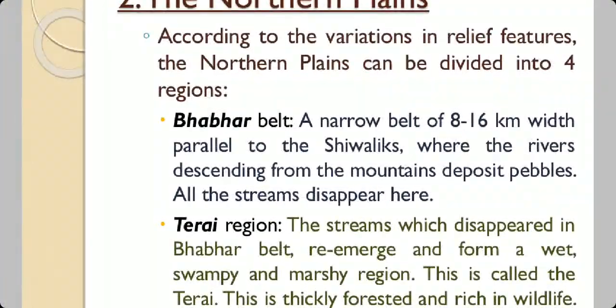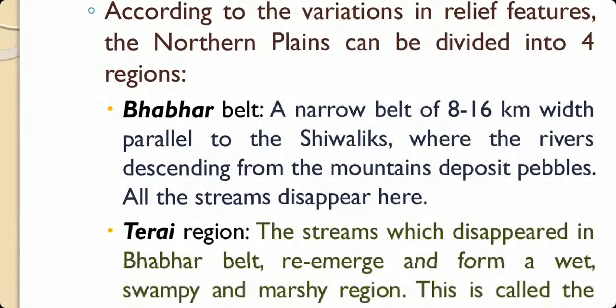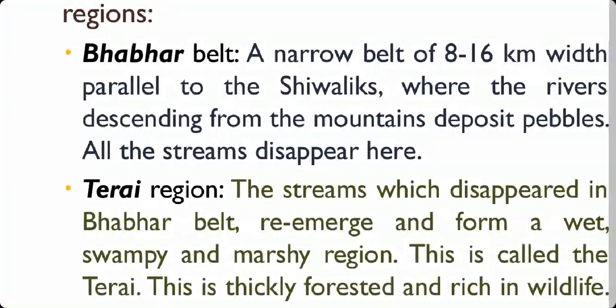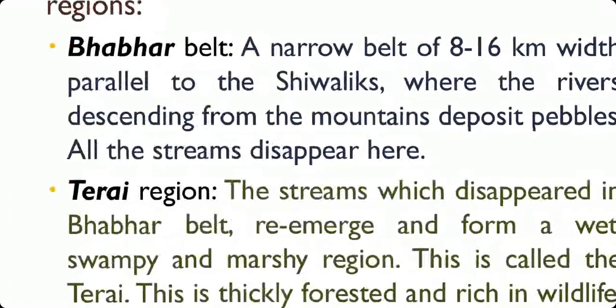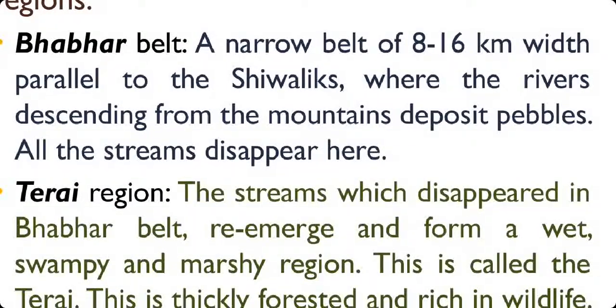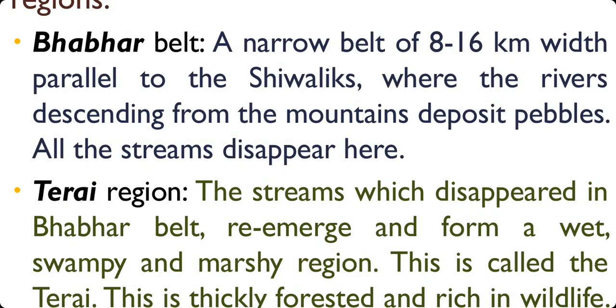Now, according to the variation in relief features, the northern plains can be divided into four regions. The first one is the Bhabar belt. This is a narrow belt, just 8 to 16 kilometers wide and parallel to Shivaliks, where the rivers descending from the mountain deposit pebbles. And interestingly, all the streams appear to disappear here. The reason is that the boulders and the rocks and the pebbles they bring from the mountains are so much that when the rivers flow in between them, the river doesn't appear as a river with surface water.